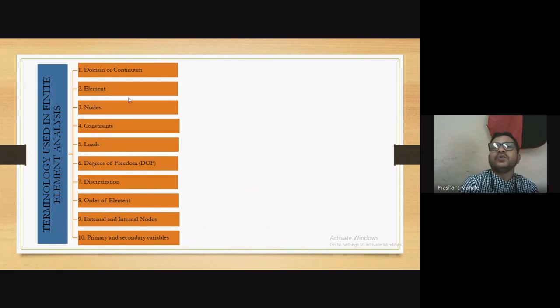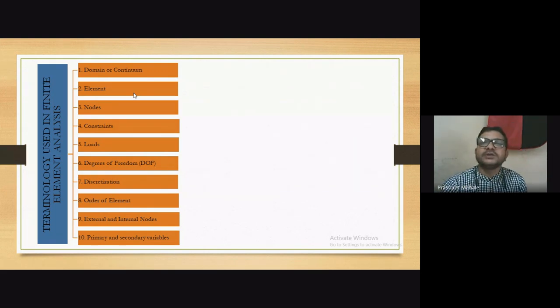So we need to understand this terminology in detail, and out of these 10 terms, many of the terms you heard in previous sessions also, and you actually know about that. So in such cases, I'll not go into detail. I'll just give the definition and move forward.